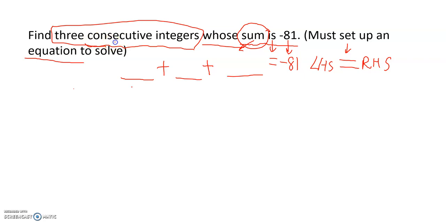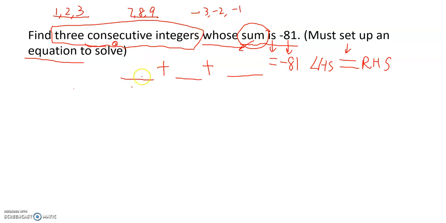By the way, consecutive integers means these three integers are one after another. For example, 1, 2, 3. These are three consecutive integers. Or 7, 8, 9. Or they could be negative numbers, for example, negative 3, negative 2, negative 1. These are three consecutive integers.